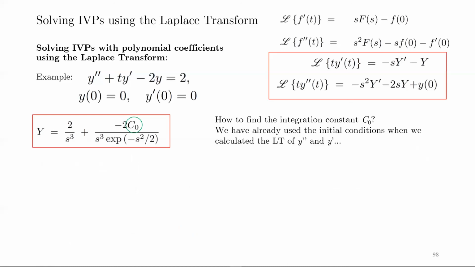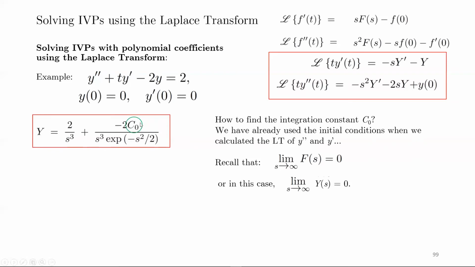Well, I've already used the initial conditions when we calculated the Laplace transform of y double prime and y prime. Okay, so I shouldn't really use them again if I can help it. But I can use the fact that the limit of this thing y of s when s goes to infinity should be equal to 0. Okay, this was just a property of if y had a Laplace transform, it had to satisfy this property. So let's look at these terms here. As s goes to infinity, 2 over s cubed goes to 0, so that's good.